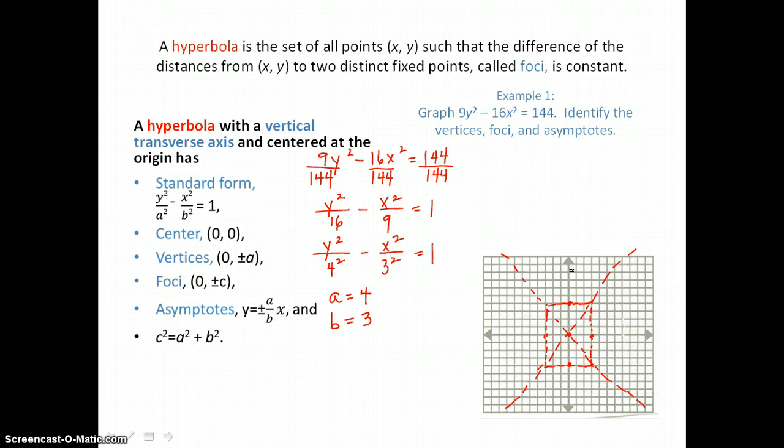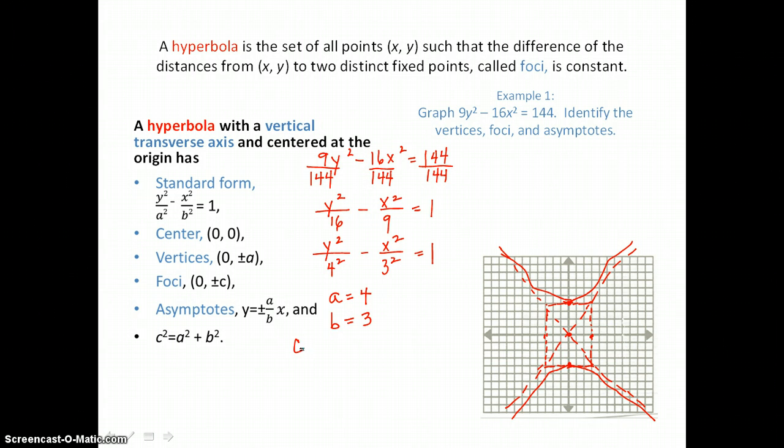And then I can draw the branches of the hyperbola traveling through the vertices on this vertical transverse axis and following those asymptotes. So these branches are kind of parabolic in shape, shaped like parabolas. Okay, now I need the foci, and the foci are going to be a distance of c units from the center on this vertical transverse axis.